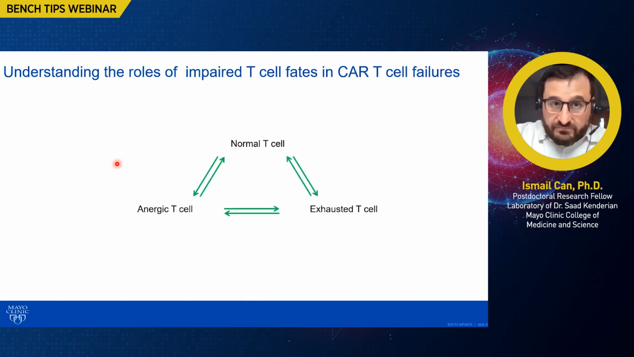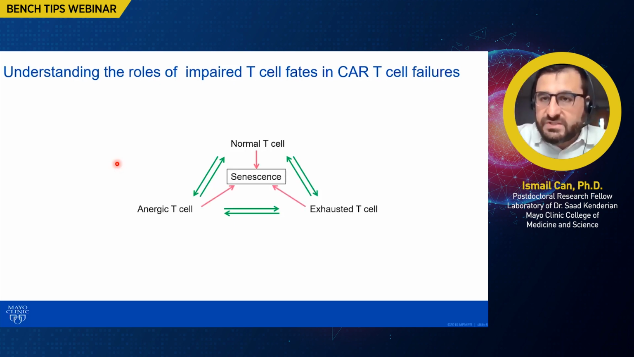And when we look at the relationship between these fates, we know that normal anergic and exhausted cells are thought to dynamically change. A cell can go into those states and come out of it, but senescence is considered to be mostly like a permanent cell fate. Once it is developed, the cell stays that way.